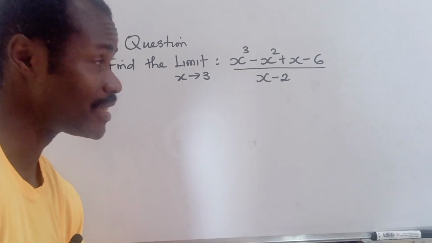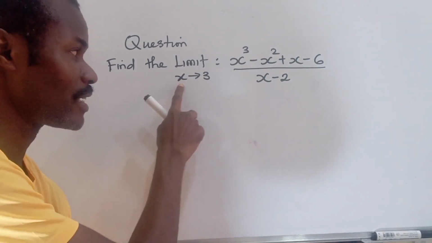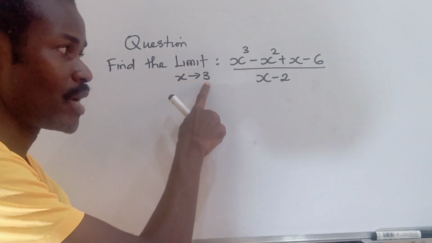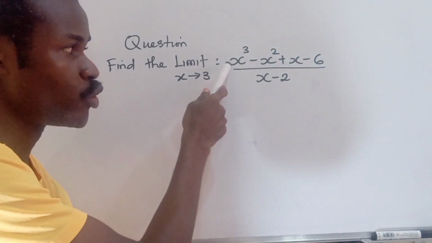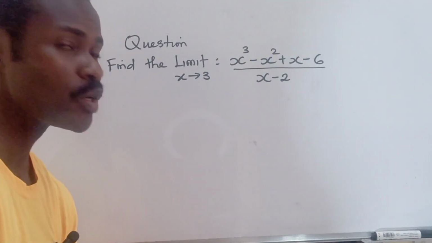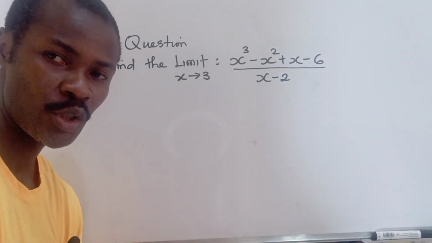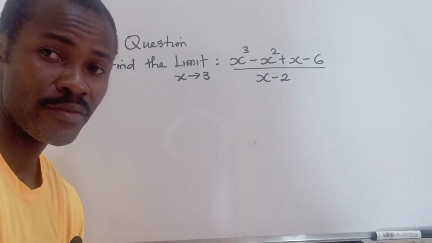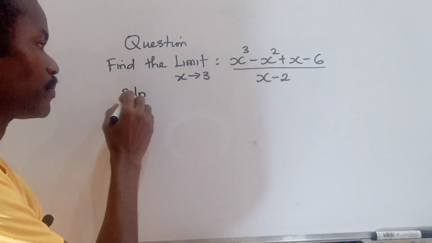So still on limit, let's look at this problem. It says find the limit as x approaches 3, and we're given this expression. You can see this is a cubic polynomial with a degree of 3. So we can try direct substitution, or we use the factorization method. But let's start with direct substitution.